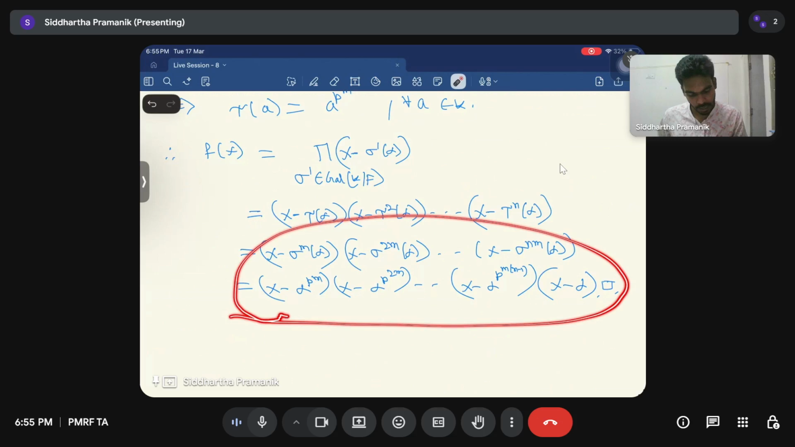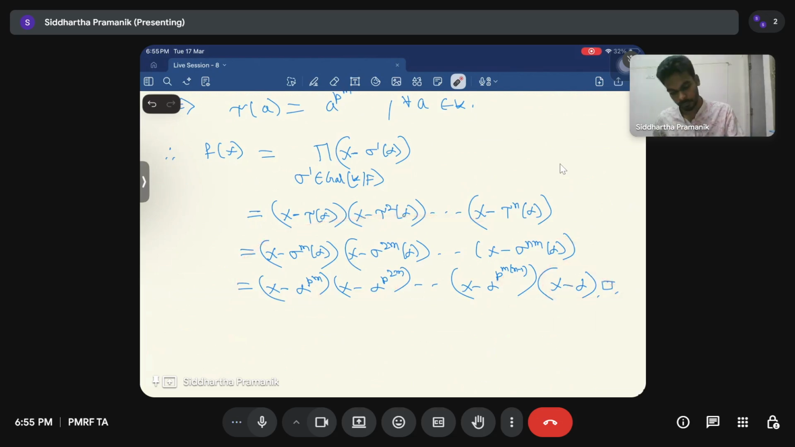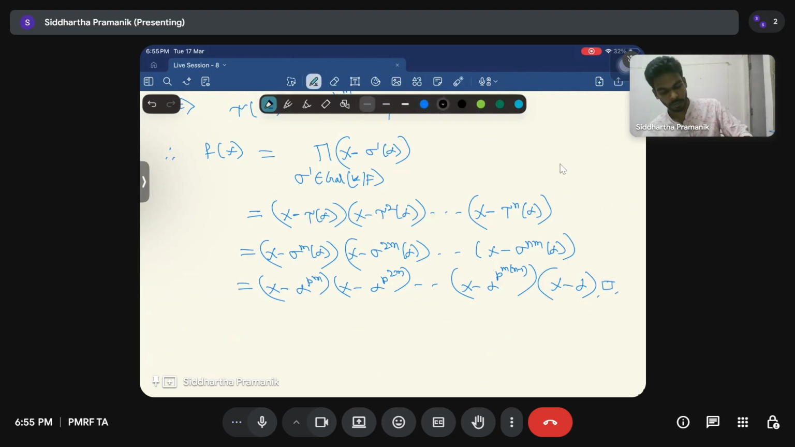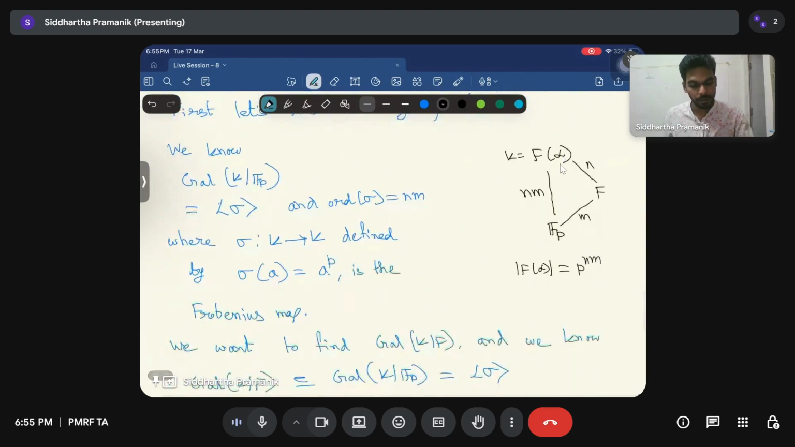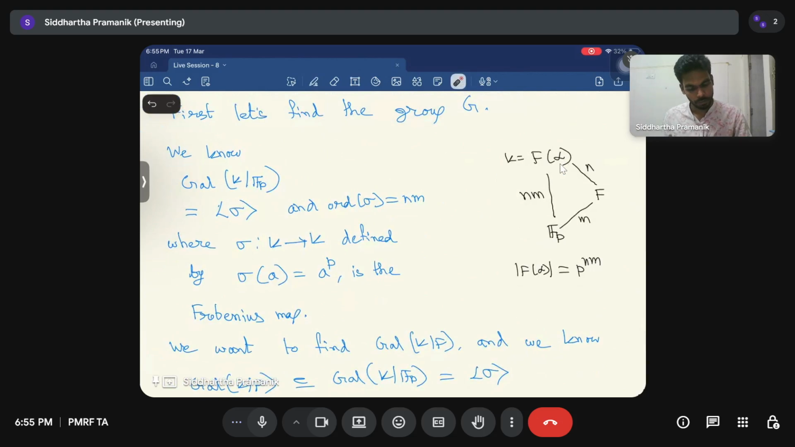It has this form: x minus alpha power p power m, x minus alpha power p power 2m, and so on, up to x minus alpha power p power m times n minus 1, and x minus alpha. That's all. So just go through the proof. It's not difficult. We have to just find the Galois group of this part to find the conjugates of alpha. And once we know all the conjugates of alpha, we can easily write down the irreducible polynomial.